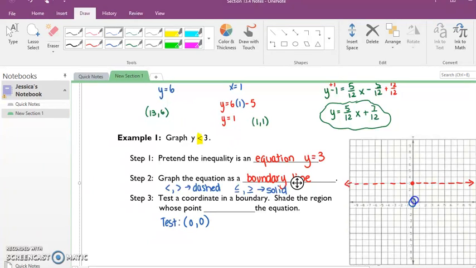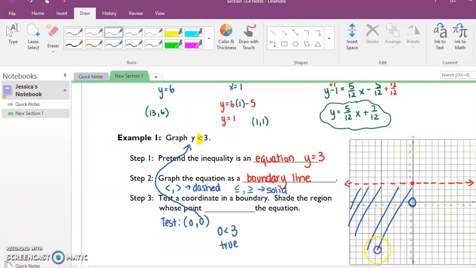So I'm testing this point right here. Okay, I'm going to plug it into my equation. So because the y is equal to 0, I ask myself, is 0 less than 3? If the answer is yes to that, so this is true, then I am going to go ahead and shade towards that point that I tested.